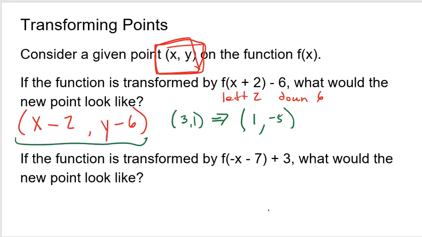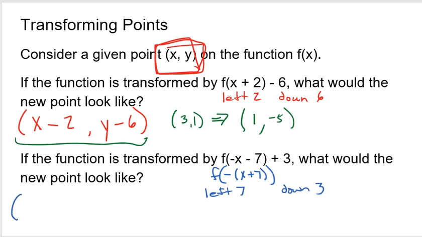All right, let's do one more of these. So the new function is -x minus 7 inside the function, plus 3 on the outside. Once again, maybe factor out that negative inside the function to see that it's actually going right. I take that back. It's actually going left 7. Left 7. And then it's going to go down 3. And don't forget that the x needs to be made negative.